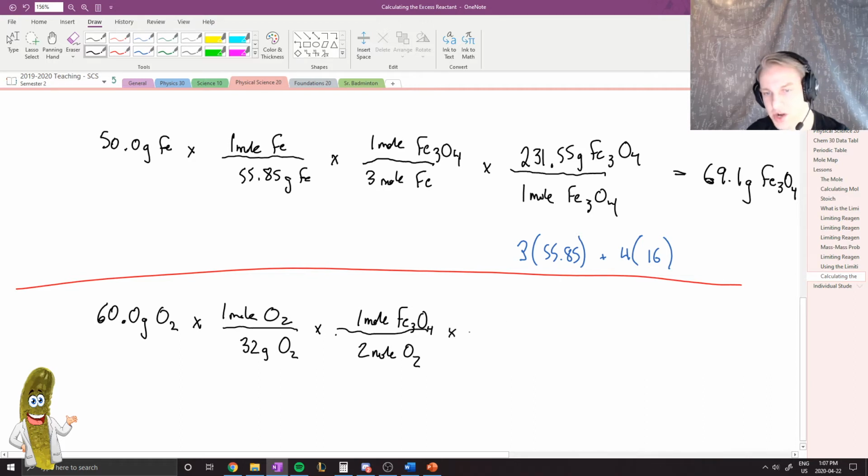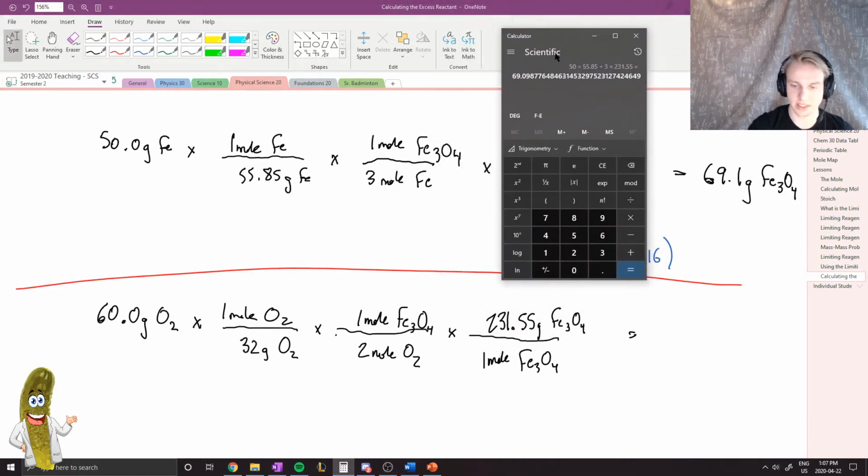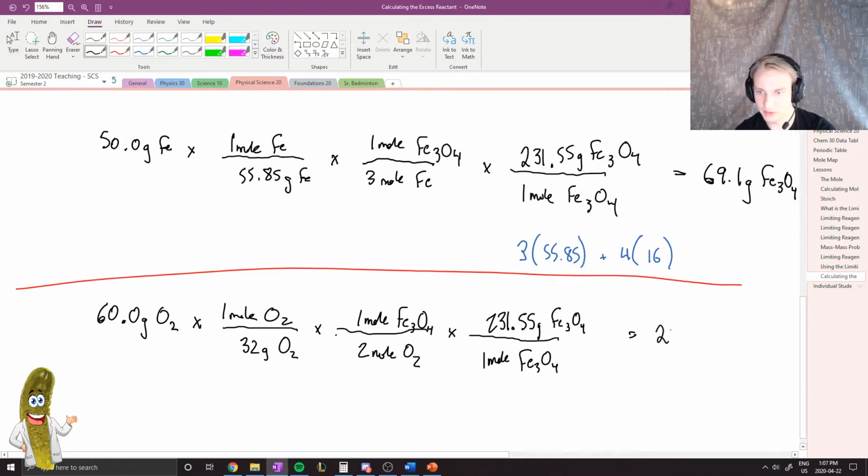And like I said yesterday, from here on out, it's just copy and paste from what was above. We had 1 mole of Fe3O4, and it had a molar mass of 231.55 grams of Fe3O4. Plugging that into my calculator, that would be 60 divided by 32 divided by 2 times 231.55. We get a final solution of 217.1 grams of Fe3O4.